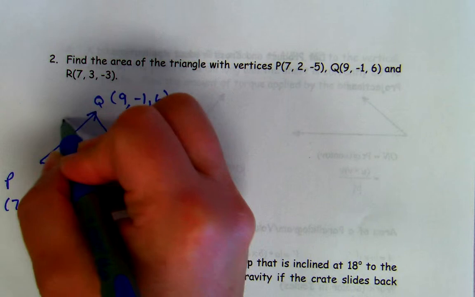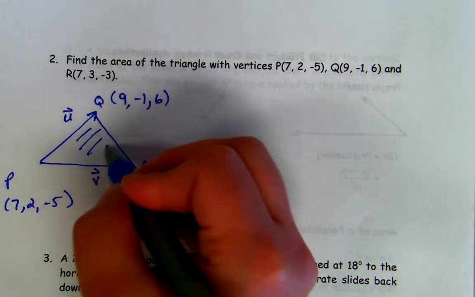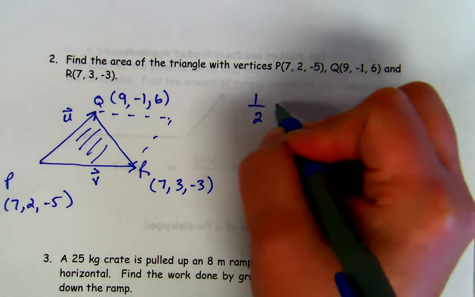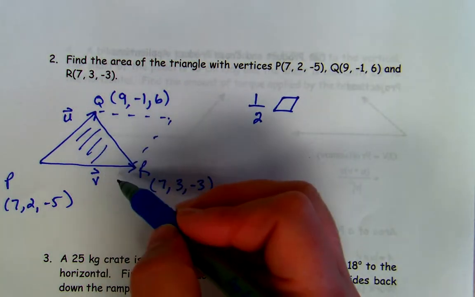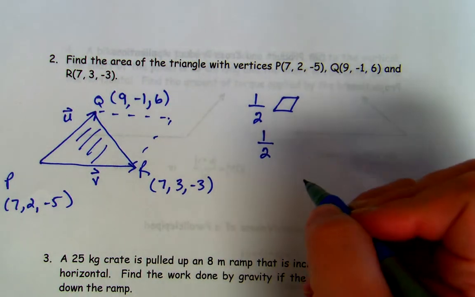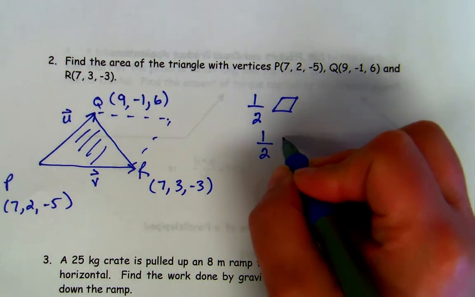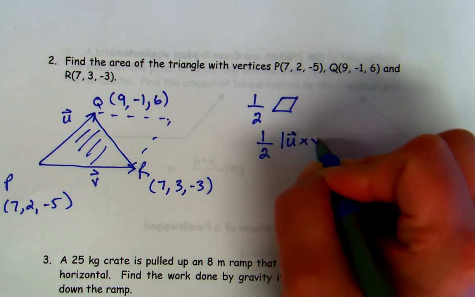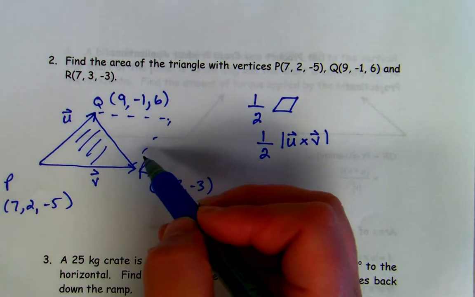I'm going to cross two vectors. I'm going to call that U, and I'm going to call that V. This triangle is 1/2 of the parallelogram that would be created with U and V. So it's going to be 1/2 of the formula, and if we go back to the first page, the area of a parallelogram is the magnitude of U cross V. So now I need to find U and V.